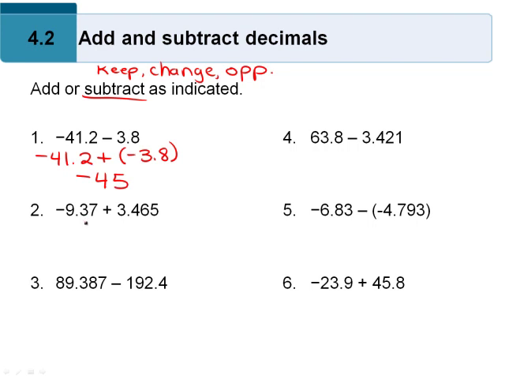Okay, look at number 2. We have negative 9.37 plus 3.465. The signs are different, so I subtract and keep the sign of the larger number. Well, which number's bigger, 9 or 3? 9 is bigger, so we know it's going to be a negative answer. Okay, so on your calculator, you're going to do 9.37 minus 3.465 because we know to subtract there. So we get a negative, we put the sign there, okay, 5.905.